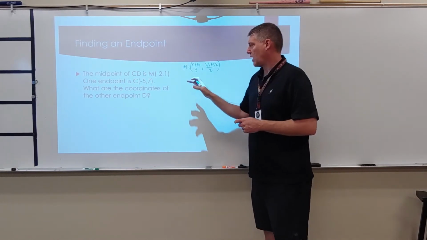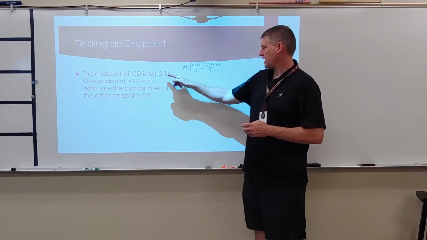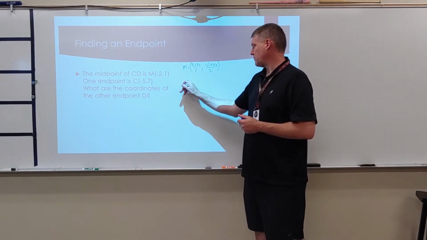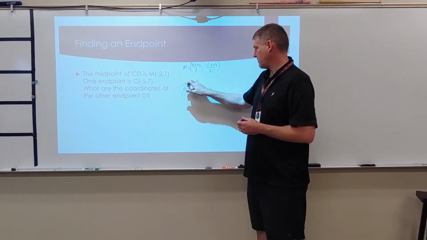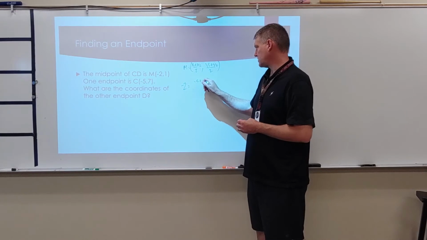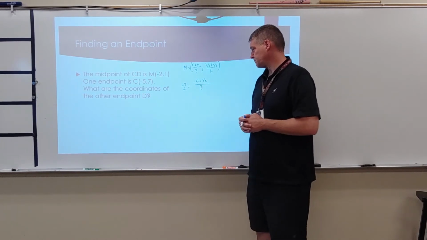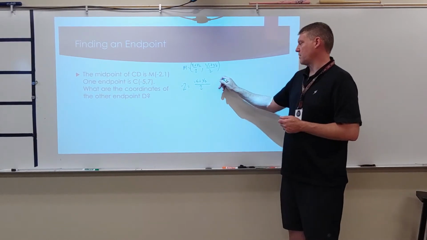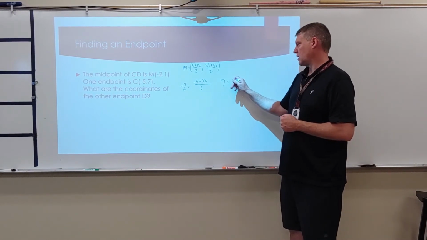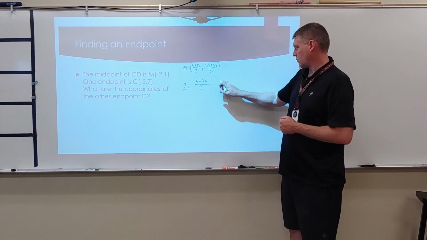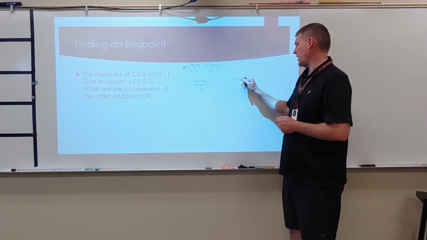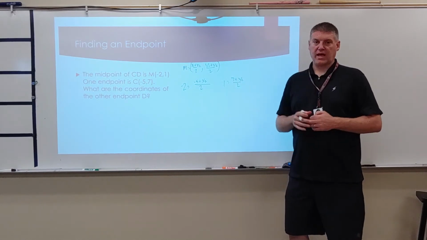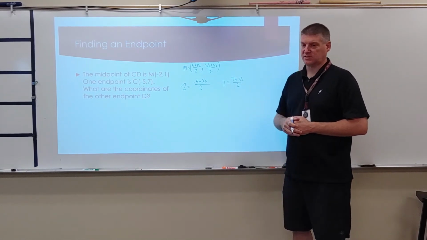So I can take this and I can label these out. If I'm using my x coordinate, I'm going to go negative 2 equals negative 5 plus x sub 2 over 2. And for my y coordinate, I'm going to go, not 7, 1 equals 7 plus y sub 2 over 2. And I'm going to solve each of these equations separately.